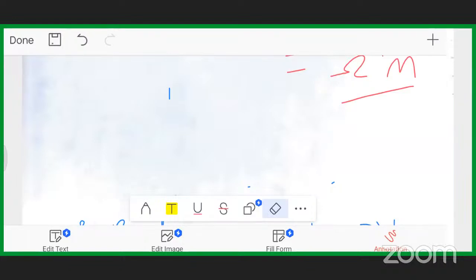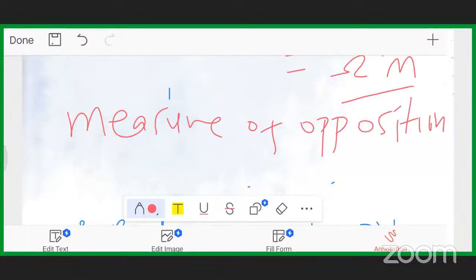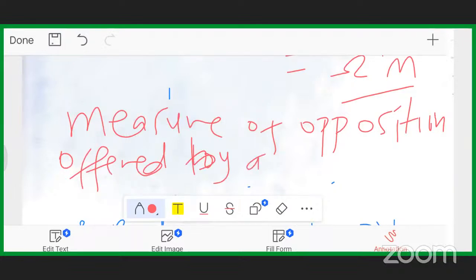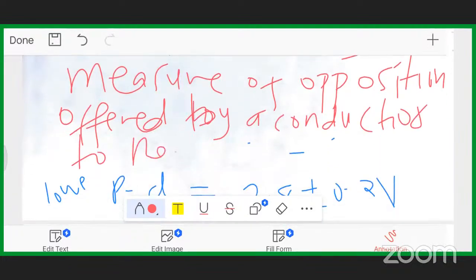What did I say? Let me write it for you here. The measure of opposition offered. Not opposite, not of. The measure of opposition offered by a conductor to the flow of current. So it is now the measure. Now resistance is general.